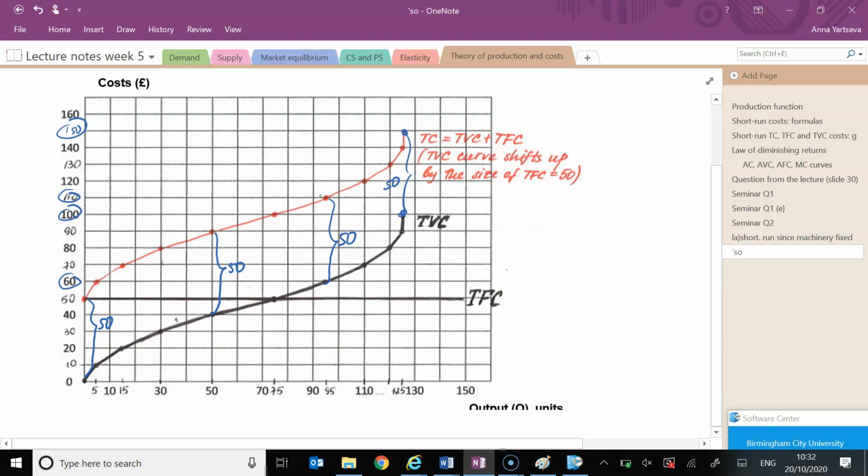That's why the red line, the total cost curve, will repeat the shape of the variable cost of materials, plus fixed cost added on top. Okay? So hopefully this graph will help you to memorize the shape of the cost curves.